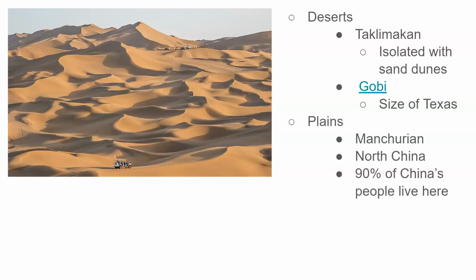When we get to more of the plains, again, Manchuria, or the Manchurian plain, is the one that we're going to be most common with. You're going to find it in northern China. Again, this is where a large amount of your people live. Up to 90% of China's people live here. And this can include urban areas, which we'll talk about in just a second. But certainly along those plains, you'll also see a lot of agriculture taking place here as well.